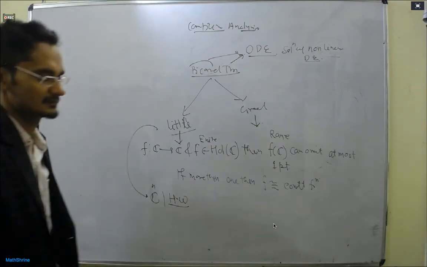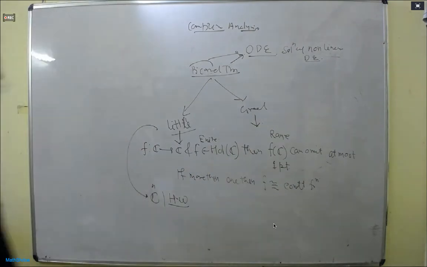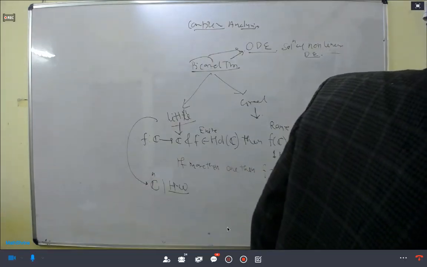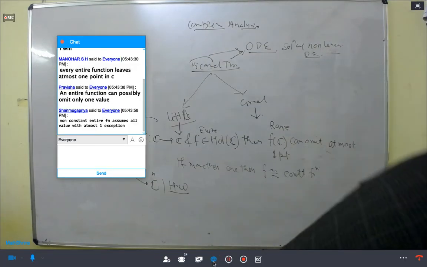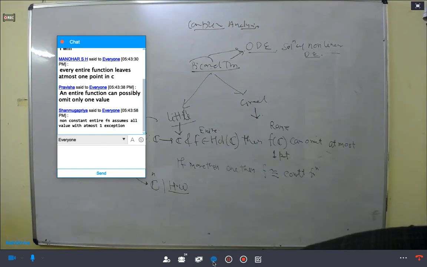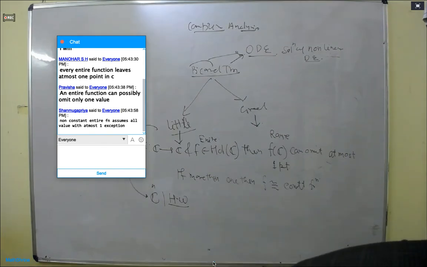All right. I think there are some replies. Yes, a non-constant entire function f assumes all values with at most one exception, very nice. All entire functions can possibly omit one value. Yes, every entire function leaves out at most one point in C.